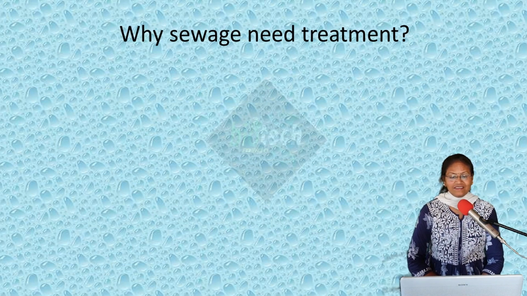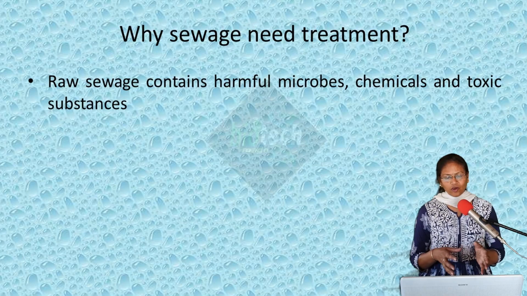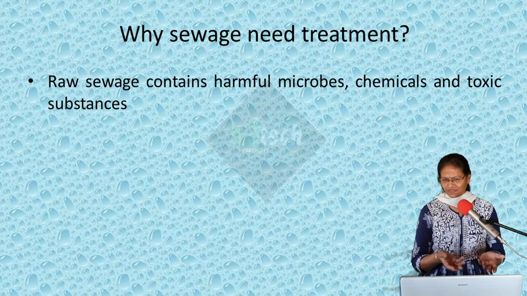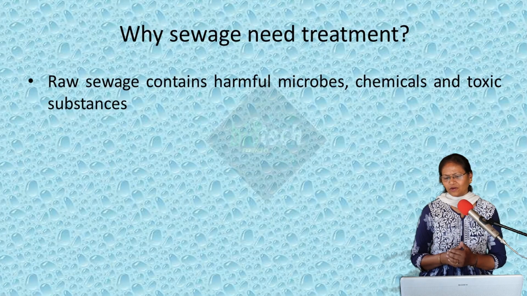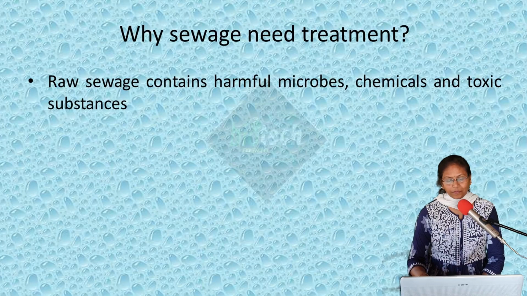Now the next is, why does sewage need treatment? Why should we treat it? Raw sewage contains harmful microorganisms, chemicals, and toxic substances. This we have already seen. We have already discussed the different types of toxic substances, pathogenic microorganisms, chemicals, and heavy metals. All these are there.